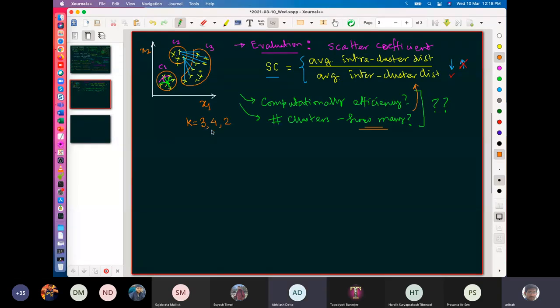Sir, if we take bigger clusters, then the separation is totally bad, right? No, if we take the number of clusters to be the same as the number of data points, then SC would be 0. Absolutely, SC would be 0, because the average intra-cluster distance you are reducing to 0, but that will not solve your purpose.